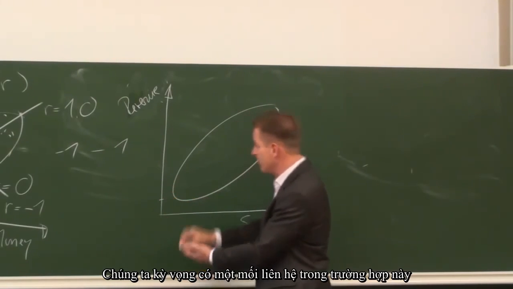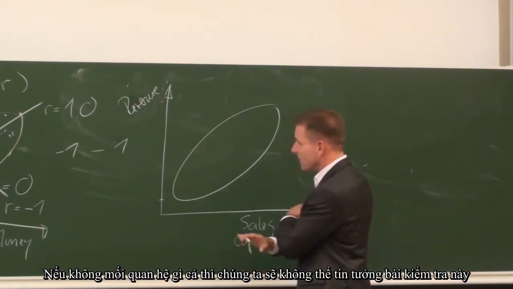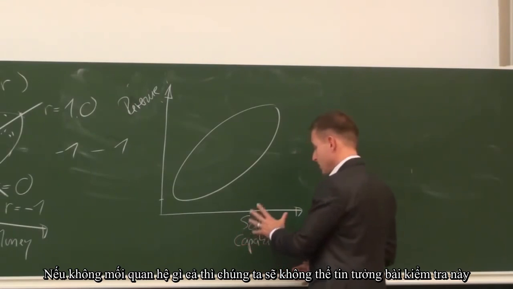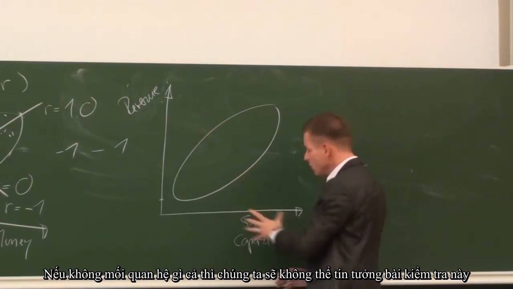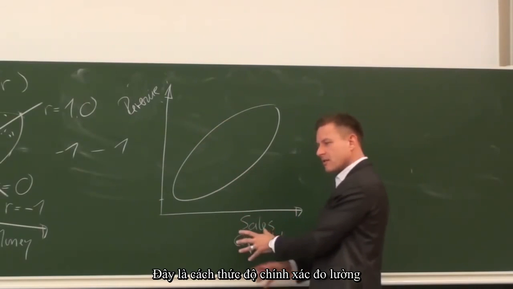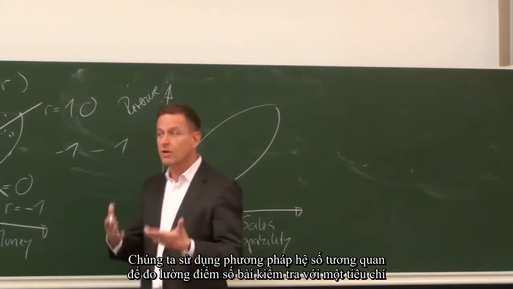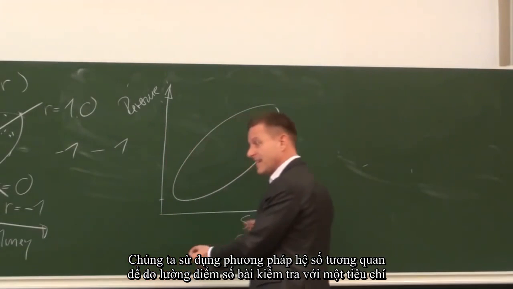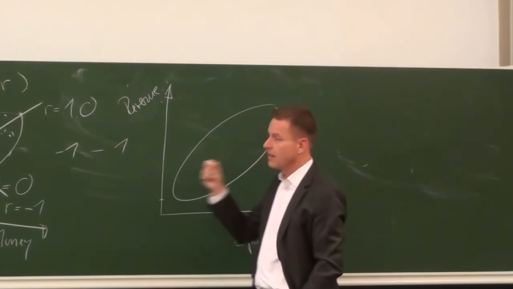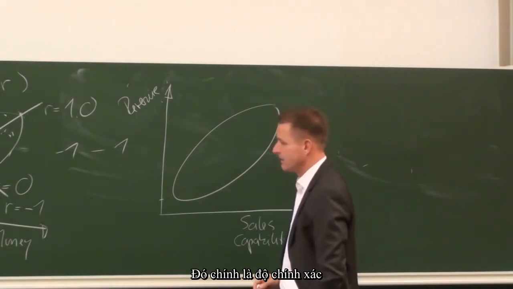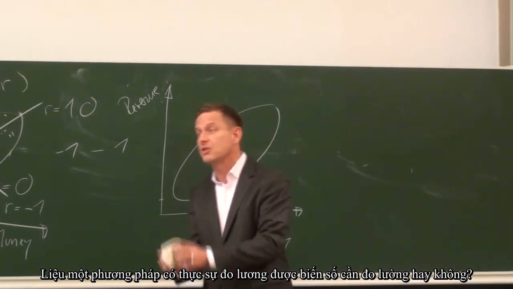And we would expect that there is a kind of relationship like this. Okay? If there is no relationship at all between sales capability test score and the actual revenue, we would not believe in this test. Okay? So this is how validity is really measured. We use correlation methods to compare test scores with a criterion. Okay? That's about validity. Does the test really measure what it is supposed to measure?